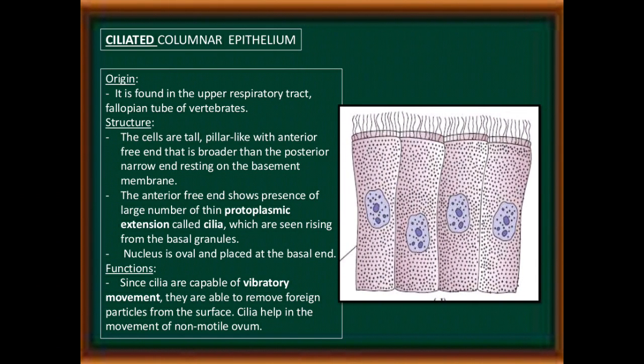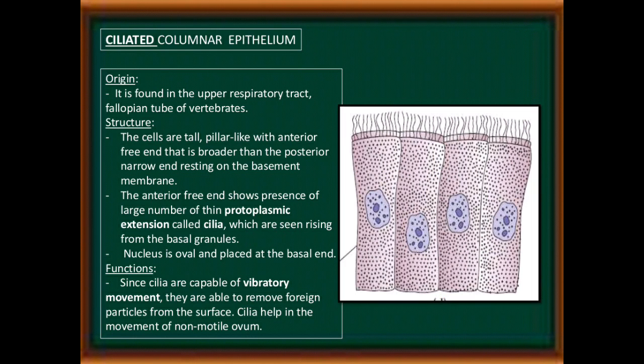Ciliated columnar epithelium origin: it is found in the upper respiratory tract and fallopian tube of vertebrates. Structure: the cells are tall, pillar-like, with the free end broader than the posterior narrow end, resting on the basement membrane. The free end shows presence of a large number of thin protoplasmic extensions called cilia, which are seen rising from the basal granules. Nucleus is oval and placed at the basal end.